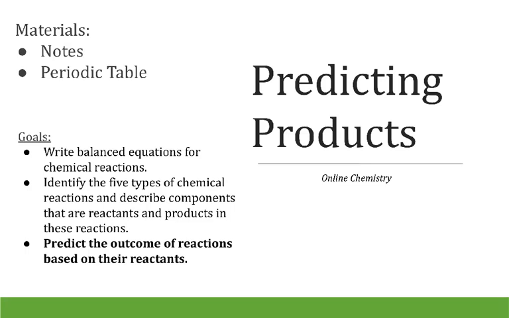These are the notes on predicting products. You will want to have the notes available, and it will be helpful to have a periodic table. So our goals are writing balanced equations for chemical reactions. We have already learned how to identify the 5 types of chemical reactions and describing the components. And now what we're going to look at is how can we predict the outcome of a reaction based on the reactants.